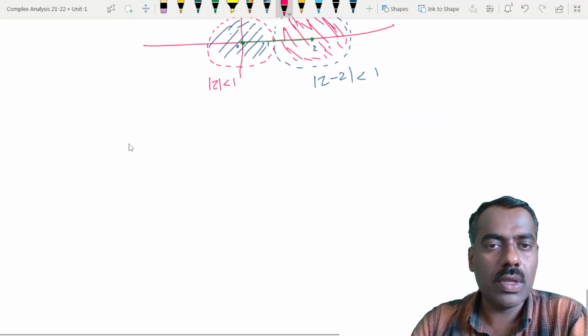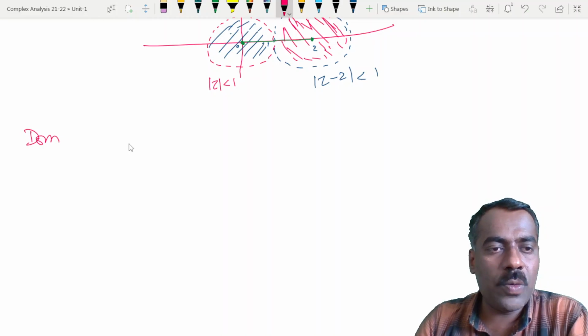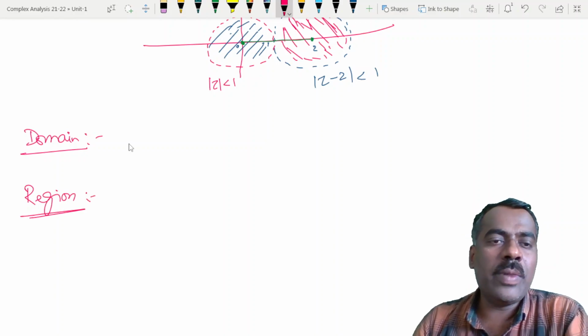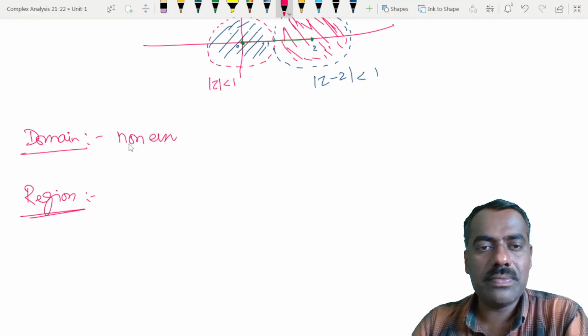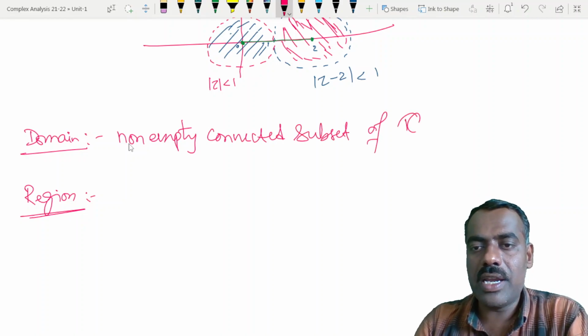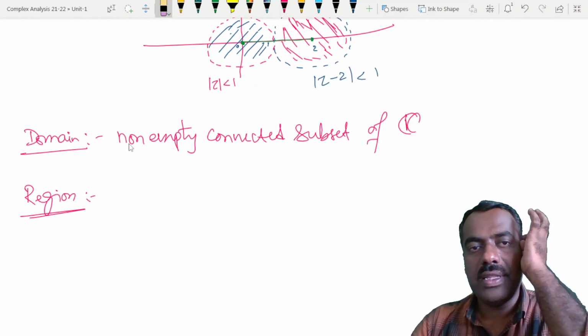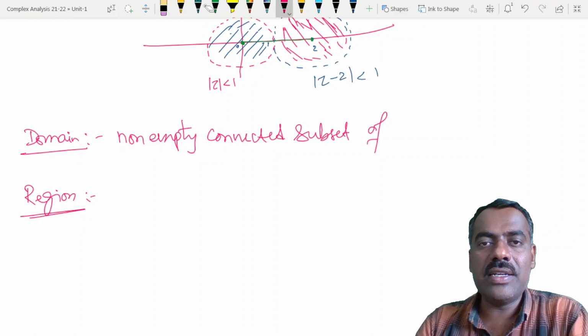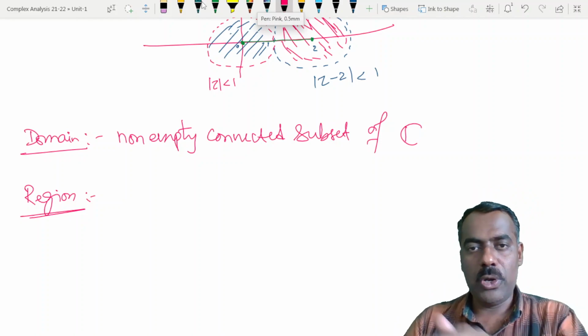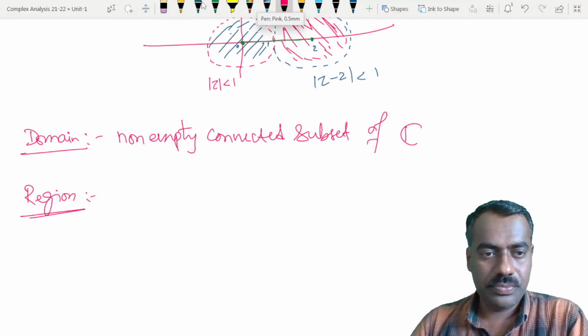Fine. Now we say what is meant by a domain. We will define two definitions: one is domain, the other one is region. A domain is nothing but a non-empty connected subset of C. That means it should be non-empty, and given any 2 points there should exist a polygonal line which completely lies inside it.